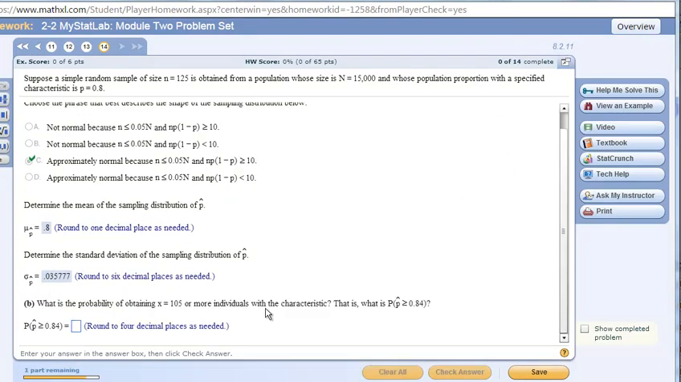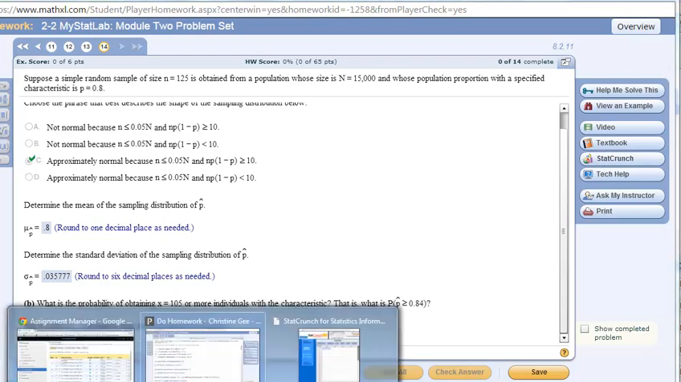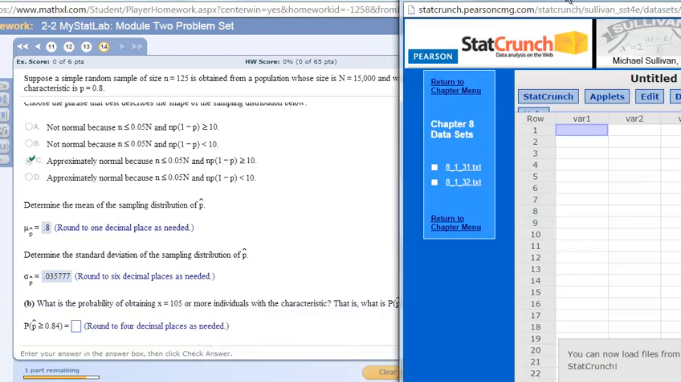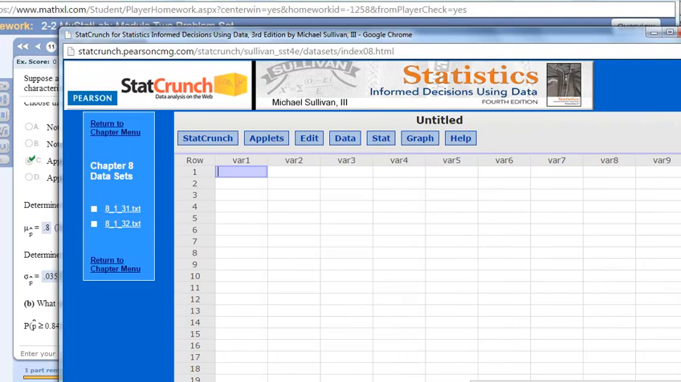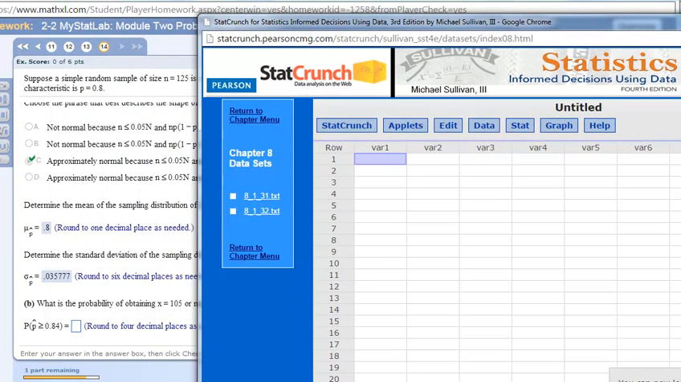Now this is asking what is the probability of obtaining a data point equal to 105 or more individuals with the characteristic. That is, what is the probability of p hat being greater than or equal to 0.84. So here I'm going to open up StatCrunch. I actually opened it earlier so it wouldn't take any time to load. And then I go into here.